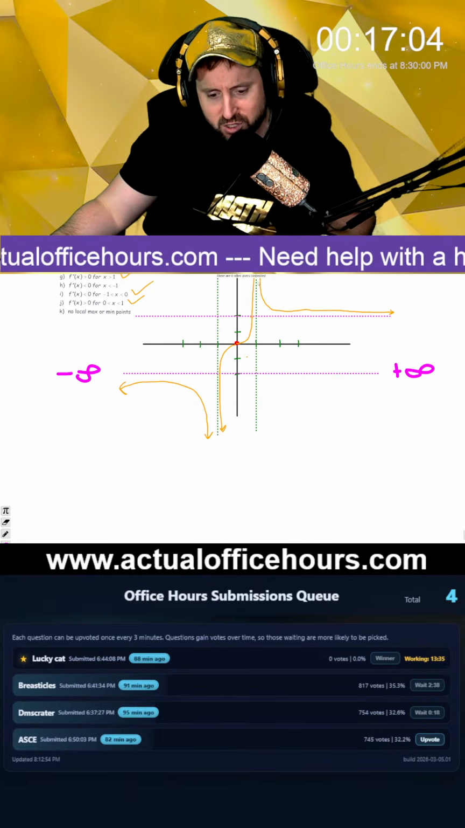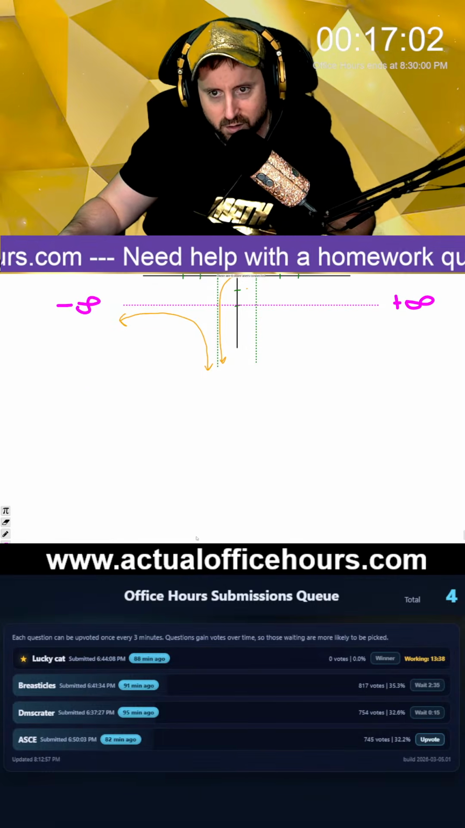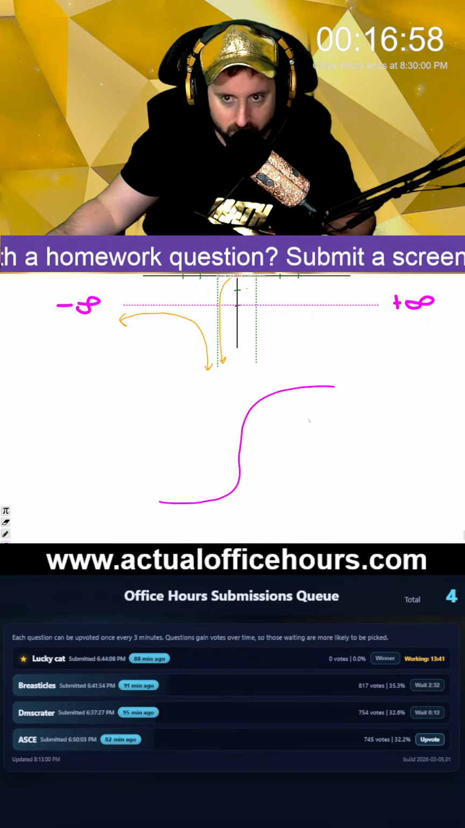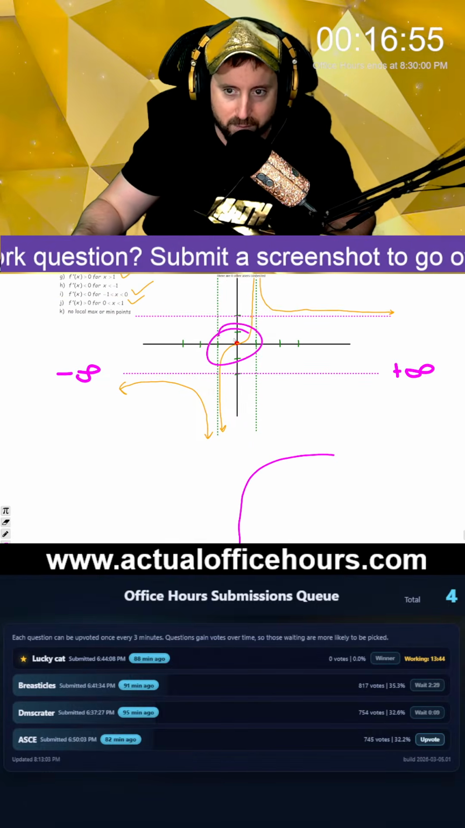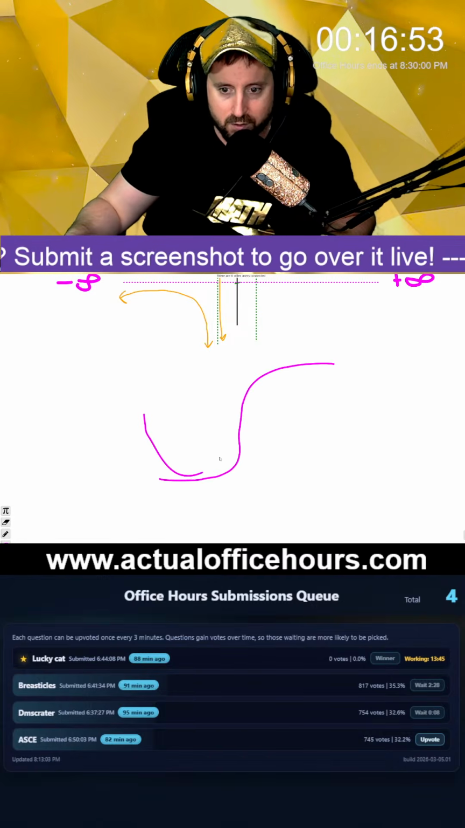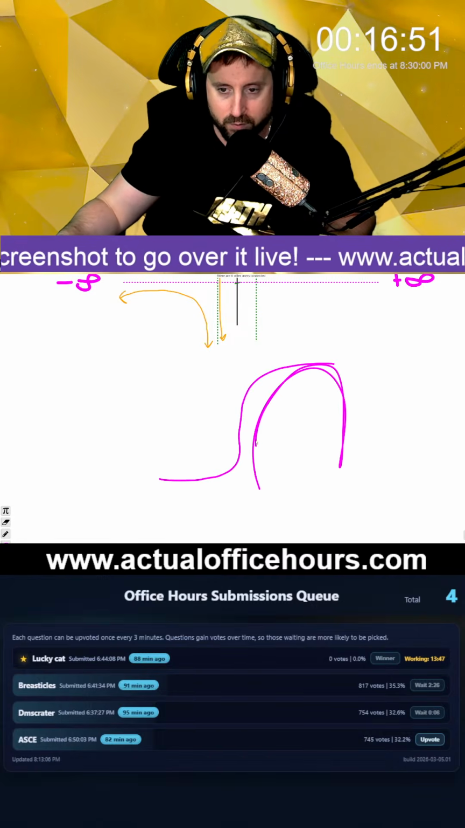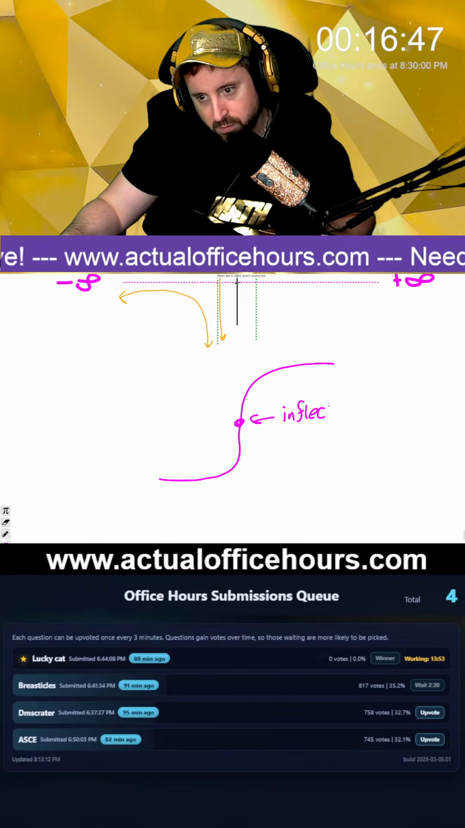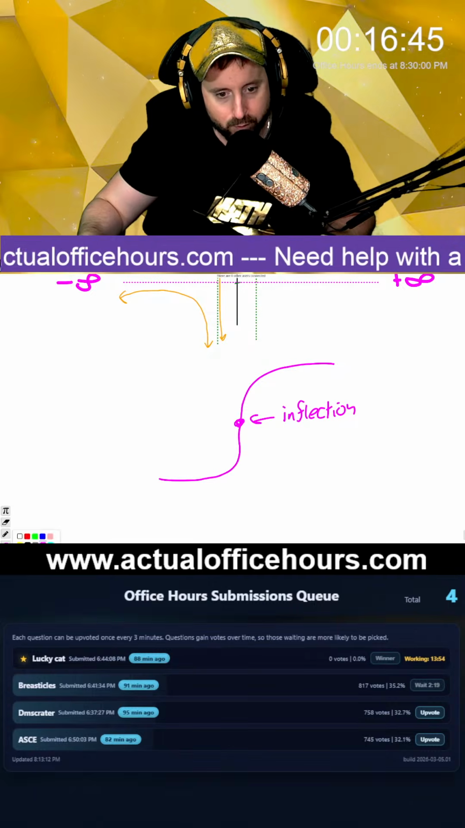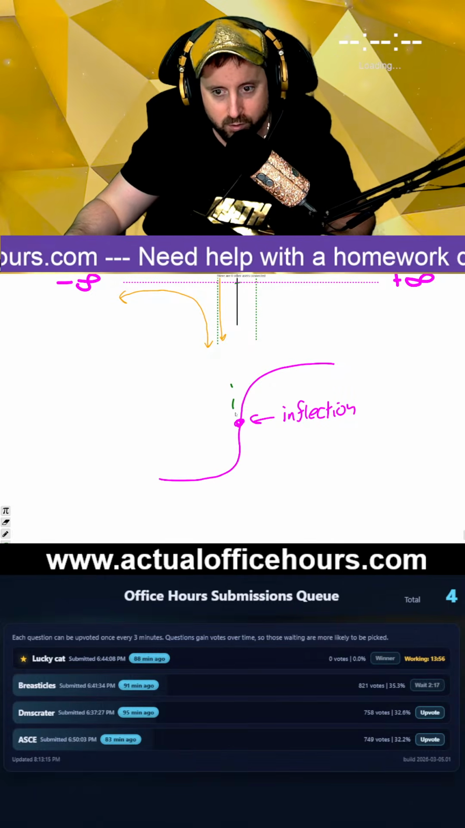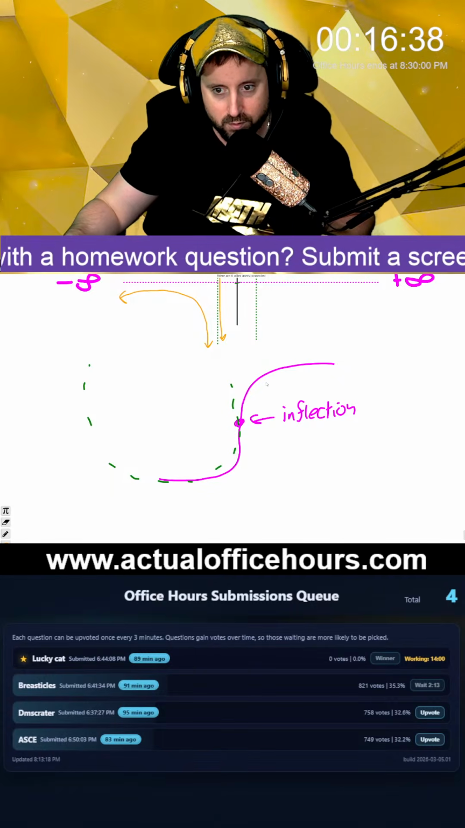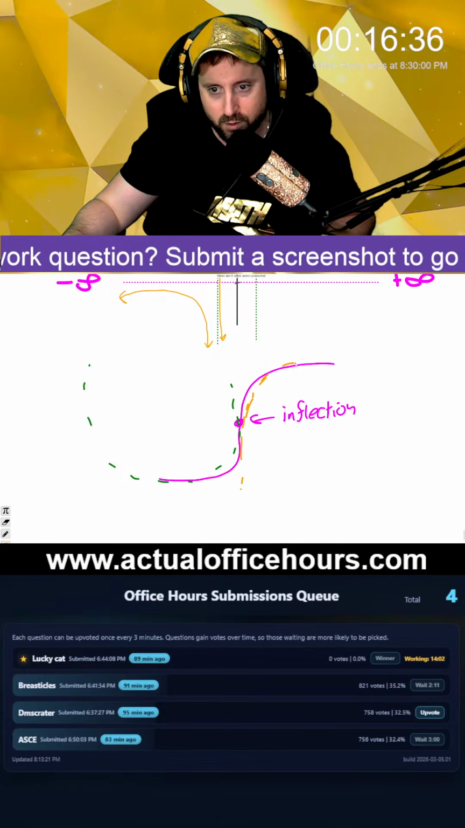Other types of inflection, I guess you can have the typical S curve, right? This is another one, which is kind of like the mirror image of this. This goes from concave up to concave down, and this right here is the inflection. But always think about, what does this look like? Oh, this looks like this one. And this looks like this one.